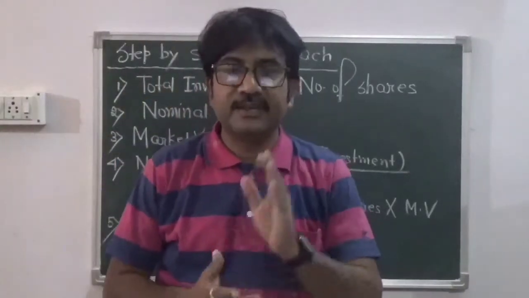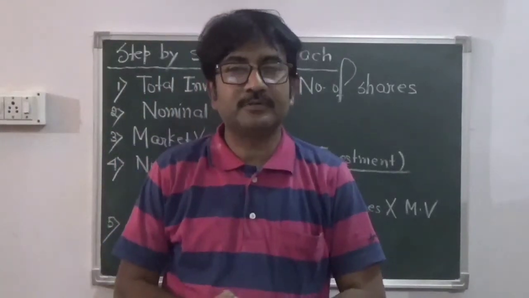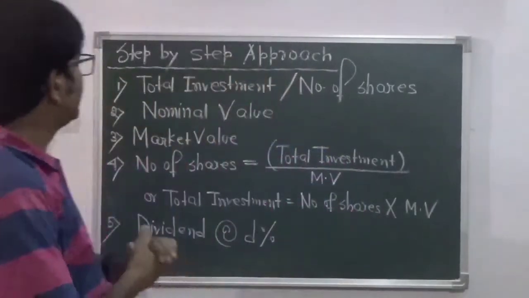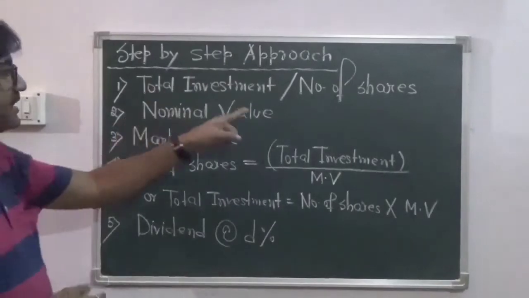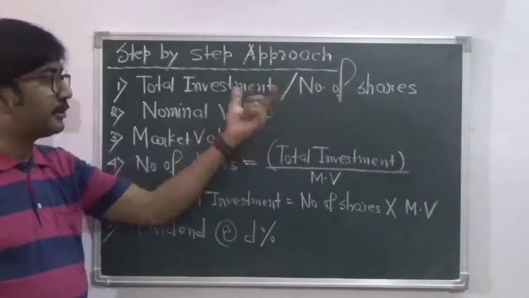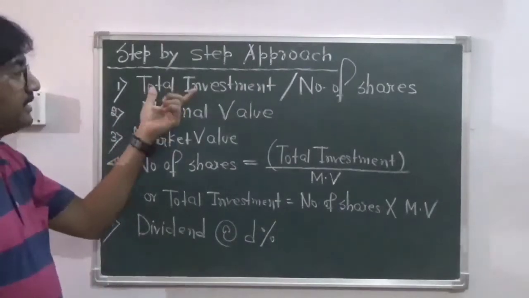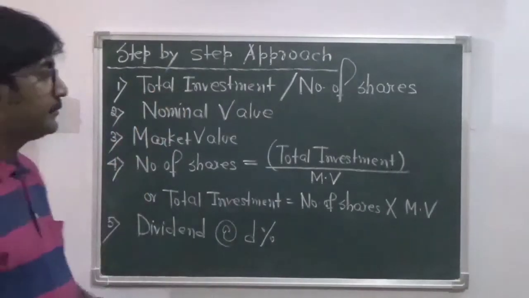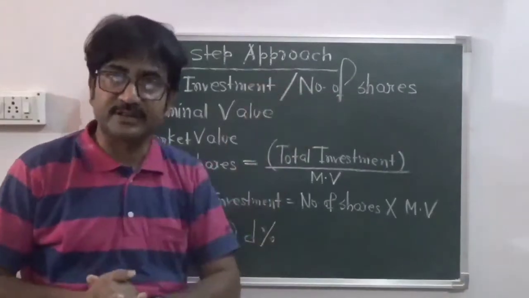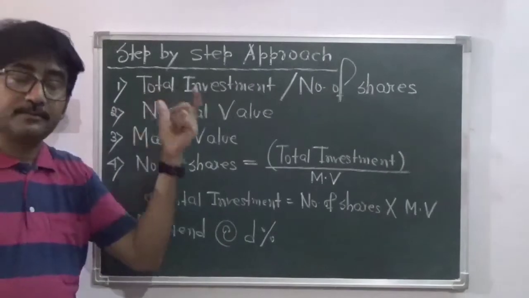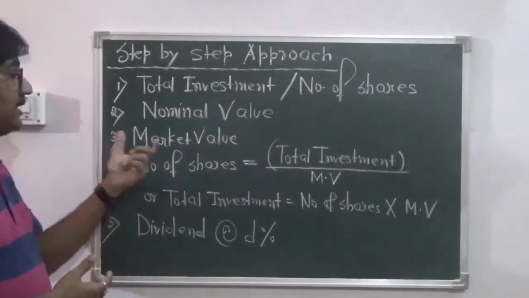Now let us see the step-by-step approach to solve the problems based on shares and dividend. The first point is the total investment or the number of shares. Either of these two will be given in the question. Either you will know the total investment or you will know the total number of shares purchased. Second is the nominal value of the share. Third is the market value.